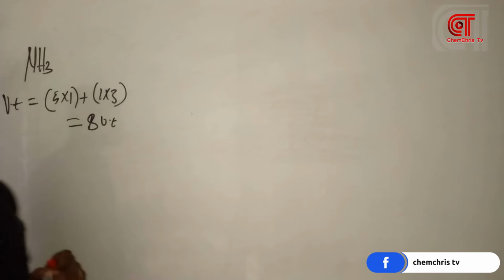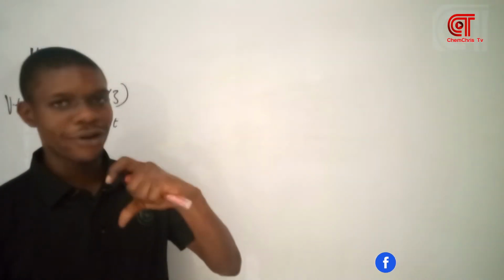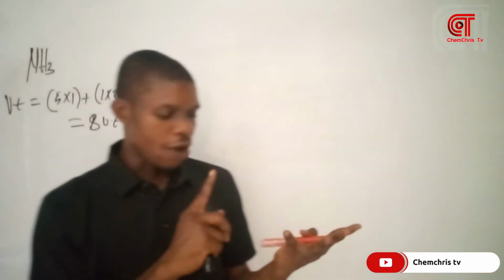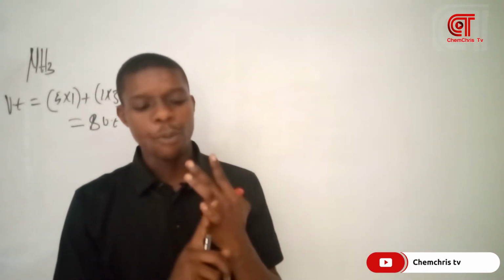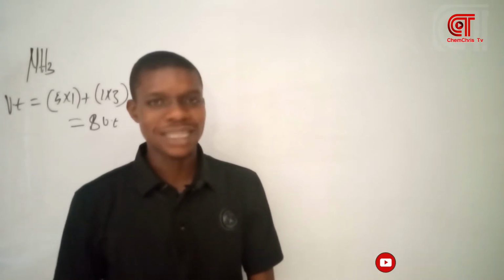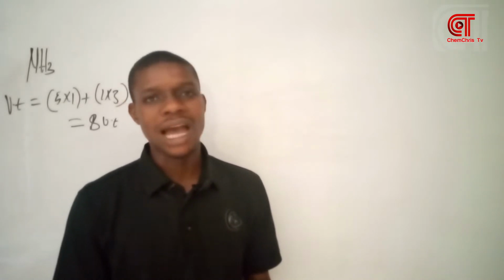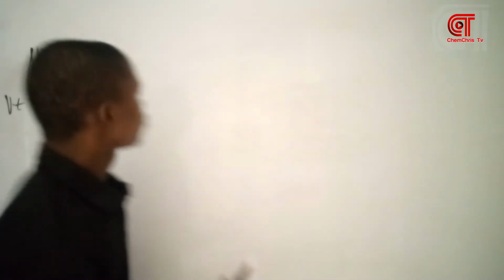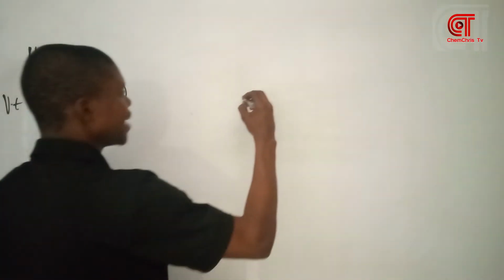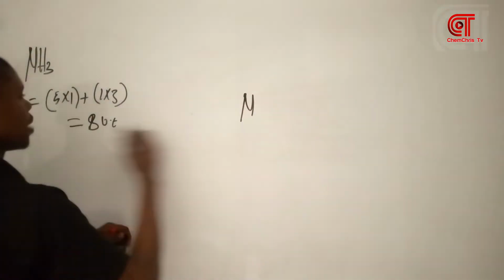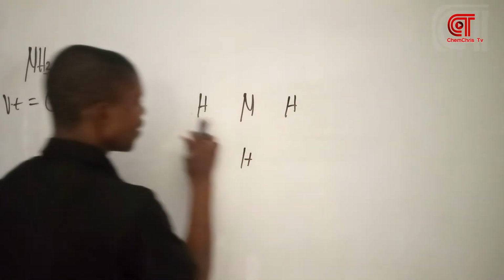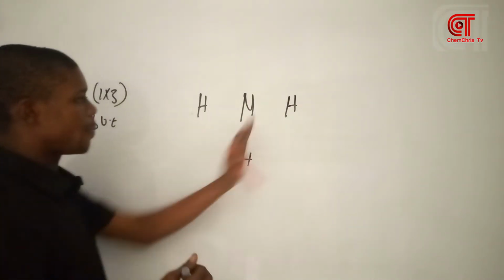Now in step 2, hydrogen and fluorine can't be the central atom, and there's a reason for that. Fluorine is the most electronegative element in the periodic table, so it cannot be the central atom. Then hydrogen can only have a single bond, right? So hydrogen is not going to be my central atom. So nitrogen is the central atom, then we connect it to hydrogen. That was step 2.